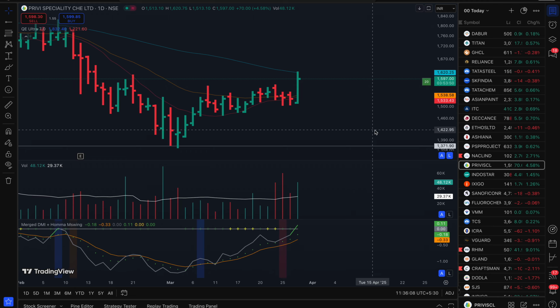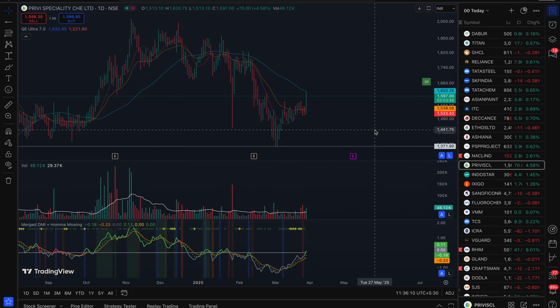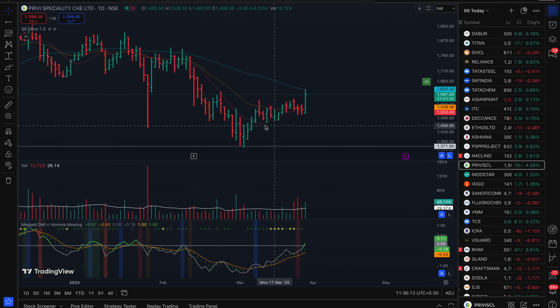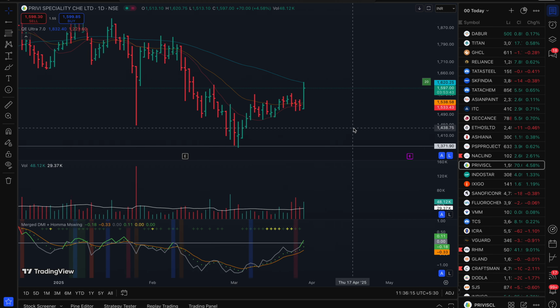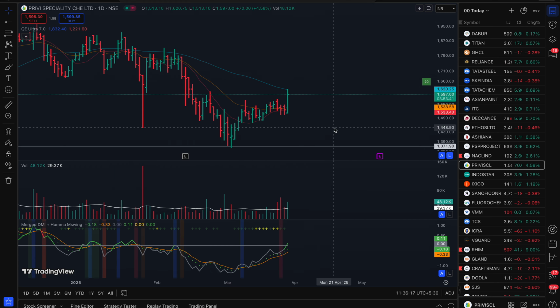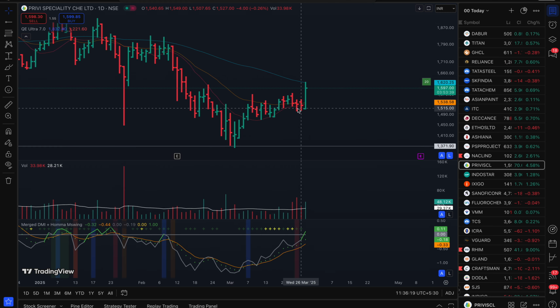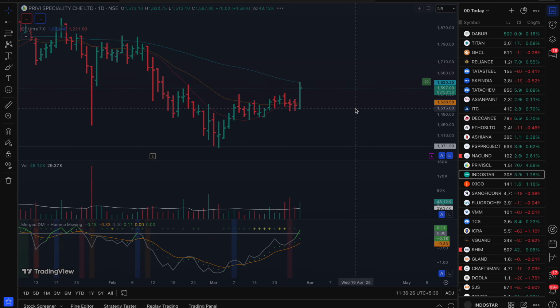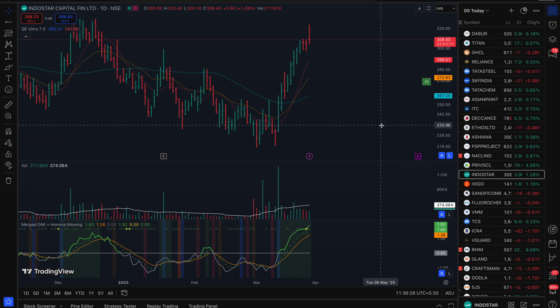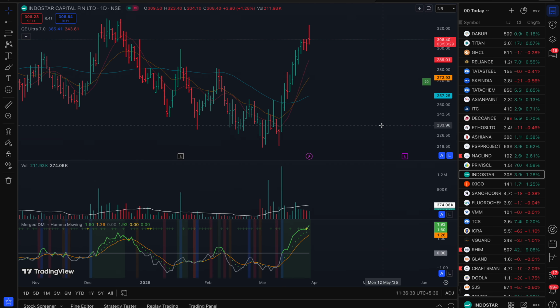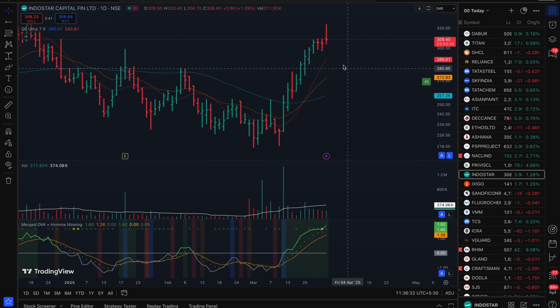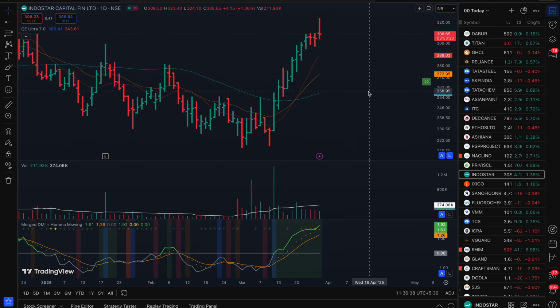Okay, so for example, Privy. Now Privy, again, this is not a very good setup, because everything is moving down, but you can see that these two bars were tight, and then a breakout of those two bars gives you an entry. So this is an actionable setup. If someone is looking for an actionable setup, it is this.